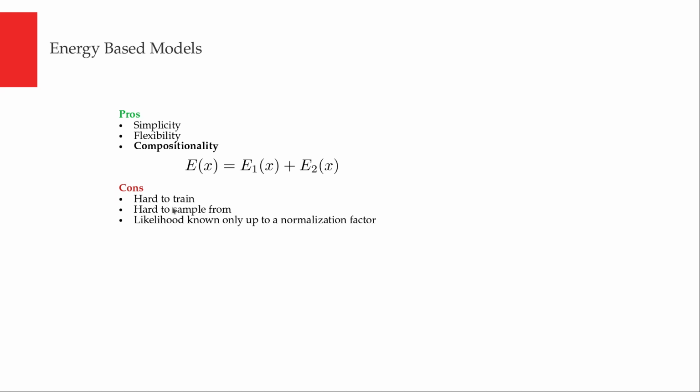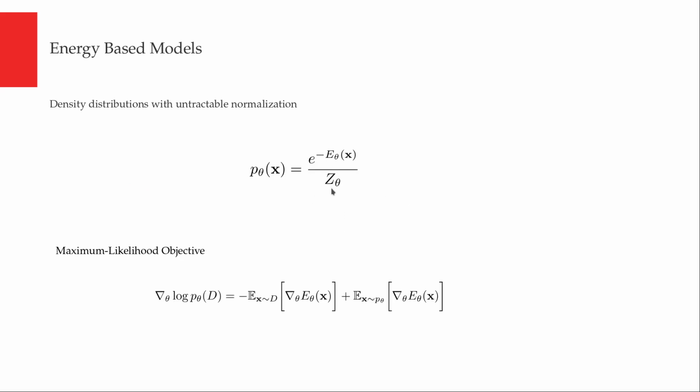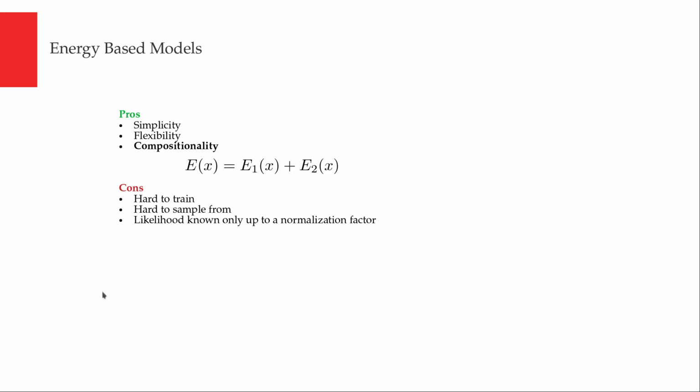The cons are that they're relatively hard to train, they're hard to sample from, so typically you use Monte Carlo approaches, and that's all connected to the fact that the likelihood is known only up to a normalization factor. So in most cases, this Z here, which is the normalization factor, is just intractable to calculate.